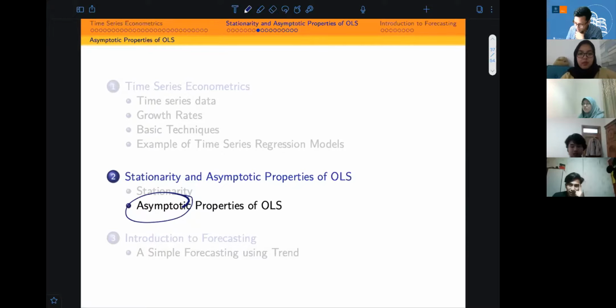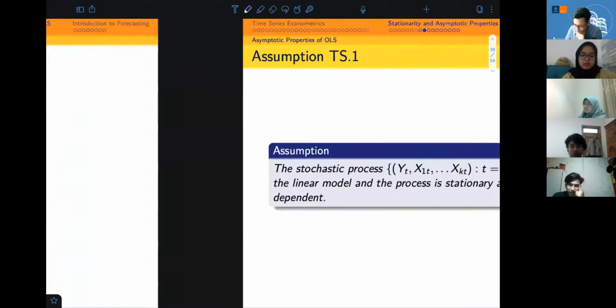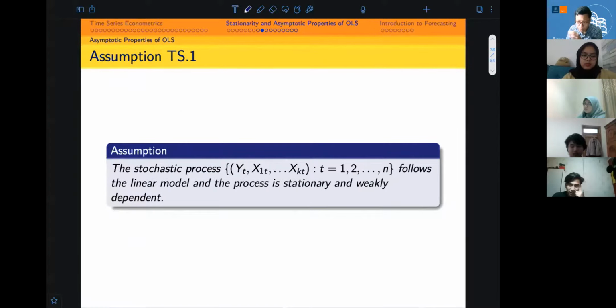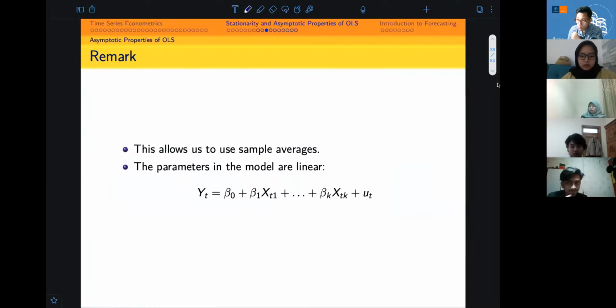Okay. All right, so I'm going to continue our discussion on asymptotic properties of OLS. So the first assumption, the stochastic process or the time series process follows a linear model. So if you recall, the linearity assumption means that the parameters in the model are constant, and the process is stationary and weakly dependent. So it's stationary in the sense that it has the same mean, it has the same variance. However, it's more likely to be correlated.